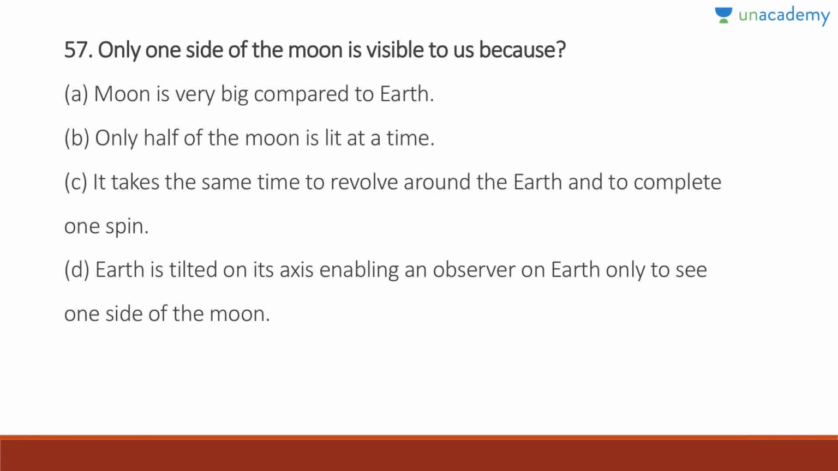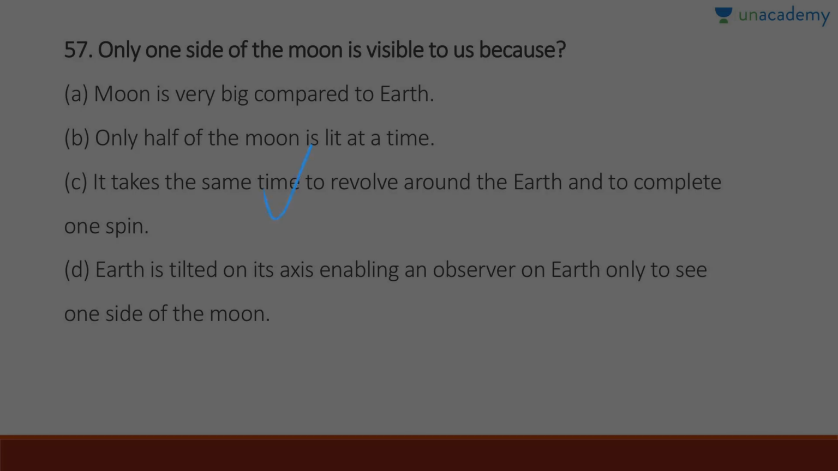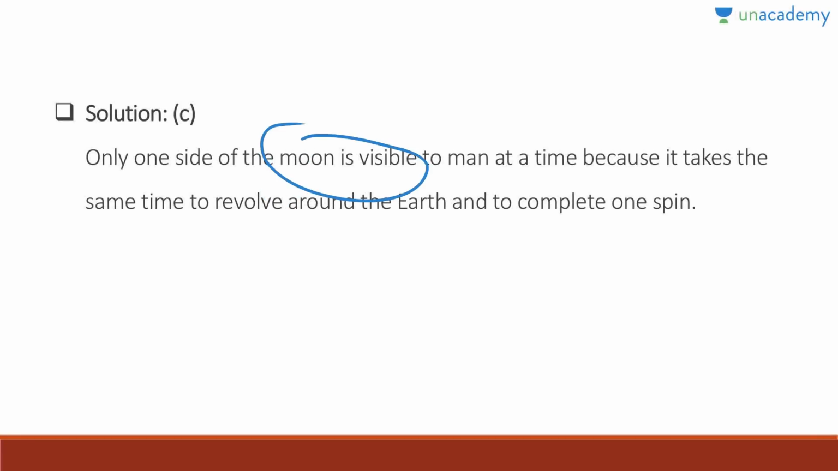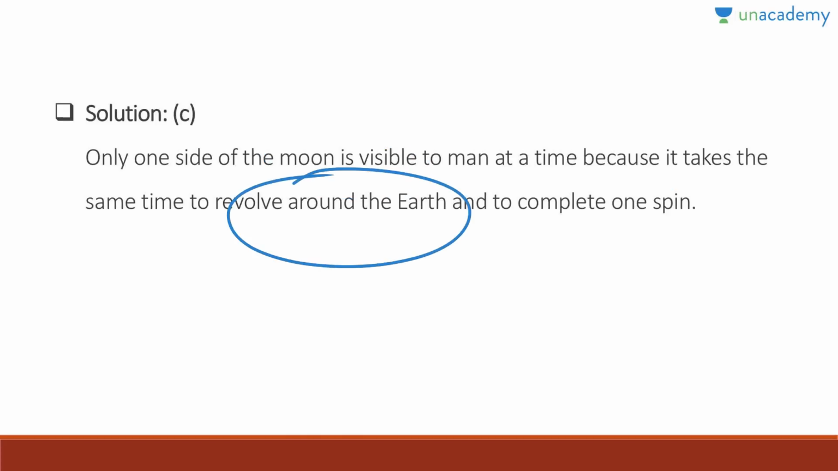Question number 57. Only one side of the moon is visible to us because it takes the same time to revolve around the earth and to complete one spin. That is why only one side is there. So answer here is C. So its rotation and revolution are the same. Okay, answer here is C. Only one side of the moon is visible because it takes the same amount of time to revolve around the earth and to complete one rotation.